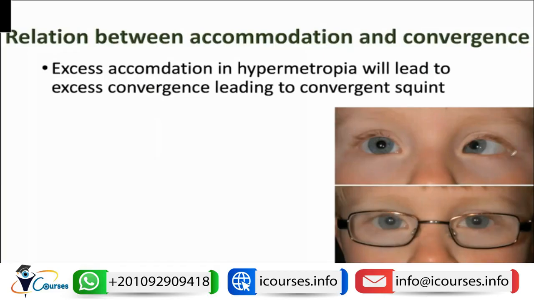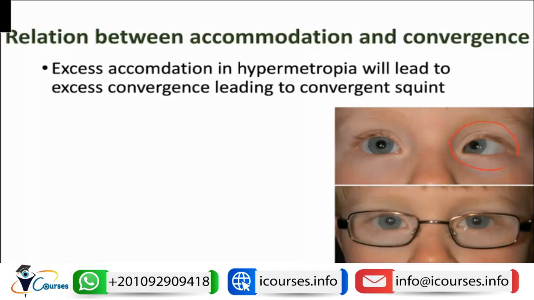So here we have this child. The child has large hypermetropia, and this large hypermetropia makes the near vision unclear. In order to make the near vision clear, this child increases his accommodation. While the child is increasing his accommodation, this will stimulate the near reflex, which is convergence, accommodation, and miosis. These are the near reflex triad. So the child makes convergence with his accommodation involuntarily.